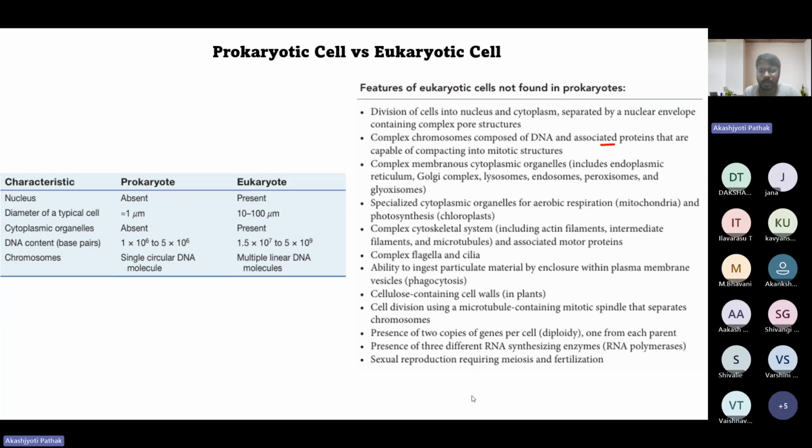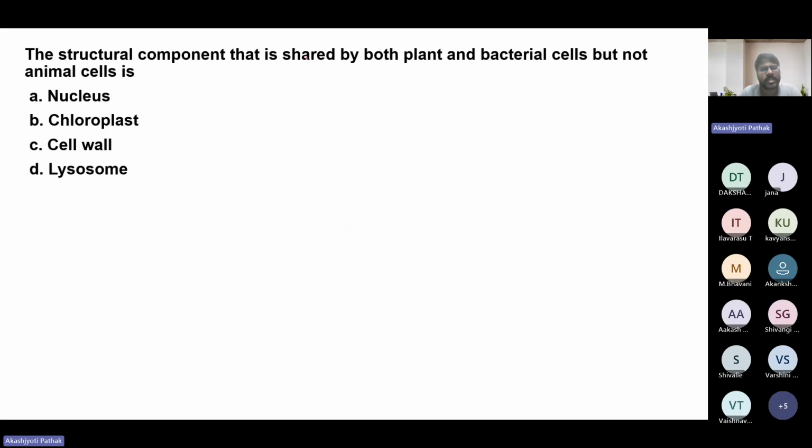So you can go through this. You already know all these topics. Now answer this question: the structural component that is shared by both plant and bacterial cells, but not animal cells. So what is that structural component? These are easy questions, right? Class 9, 10 level question. The options: nucleus, chloroplast, cell wall, lysosome. The answer is cell wall. So the plant and bacterial cells both have a cell wall, but the animal cells do not. All these questions do not require any explanation; you already know about this.